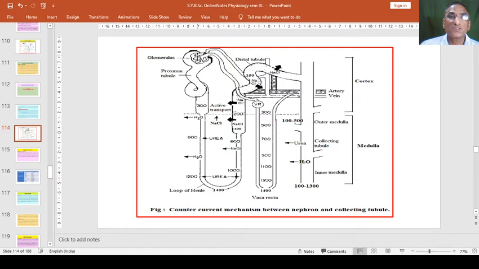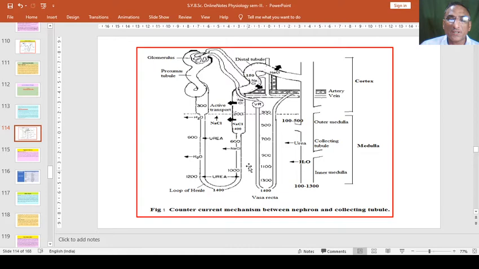This is the glomerulus. Here the ultrafiltration takes place. This is the afferent tubule. This is the efferent tubule. One is bringing the blood, another is carrying the blood. In between, the glomerulus filters nitrogenous waste materials, ions, solutes, everything into the proximal tubule. And this is the distal tubule.